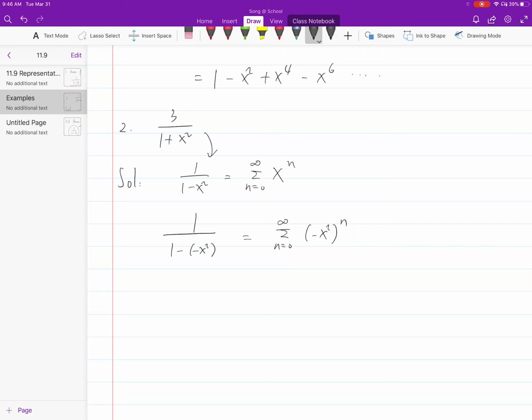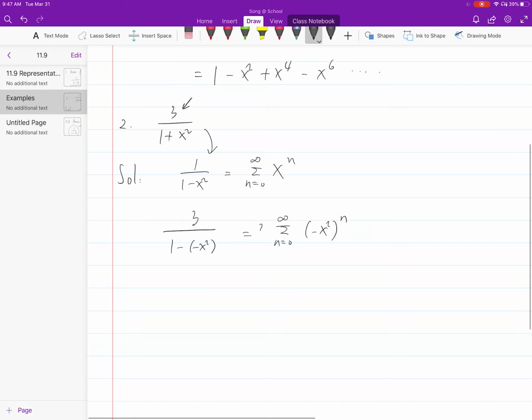Now we change the whole thing here to be 3. And here we have 1. So what do you think? How can we do something in addition to make this 1 to be 3? We simply just times it by 3. Then we times everything on the right-hand side by 3.